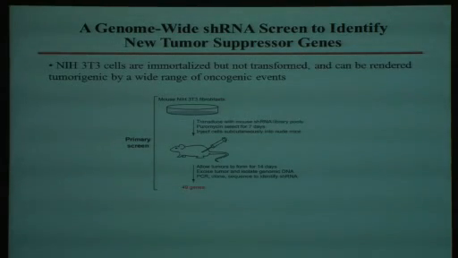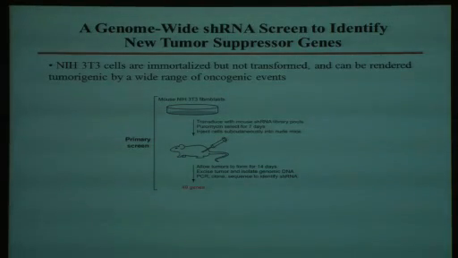So we tried to do a proof of principle screen using a very simple system, which is the NIH-3T3 cell system. These are immortalized cells but not transformed, and can be transformed by a wide variety of oncogenic stress, oncogenic events. And it's been shown that these cells have been used to characterize newly identified oncogenes. So what we did is we took mouse NIH-3T3 cells, which are immortalized, as I said, and then we transduced these cells with mouse shRNA libraries. And this library comprises 25,000 genes, targeted by 65,000 shRNAs.